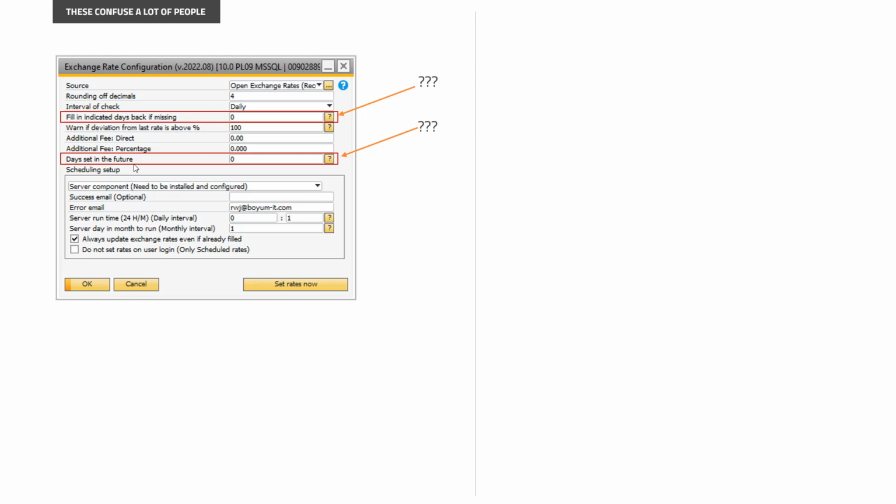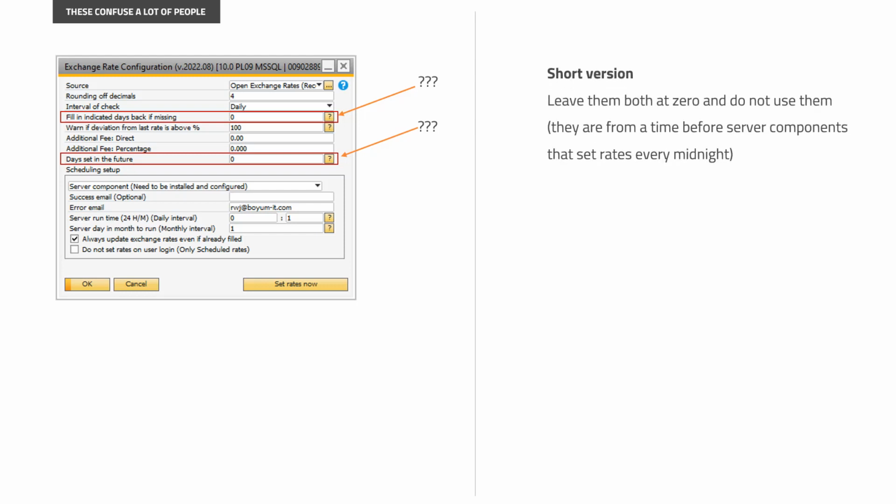In order to explain these fields, there's a short version and a long version. The short version is essentially just leave them both at 0. You should never use them. They are from a time before the server component existed that can now set things every midnight. I have a slide after this one about that. The long version requires some explanation, so let's go into that.